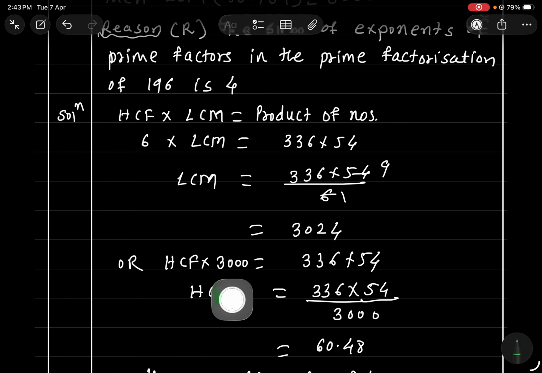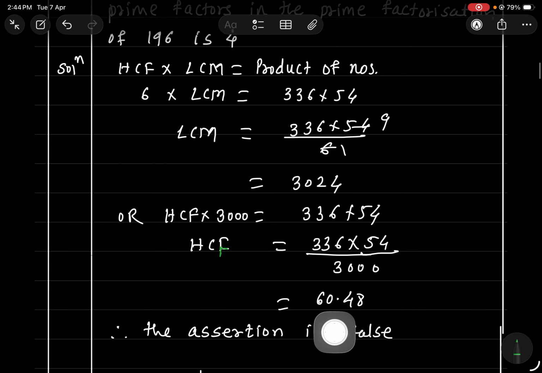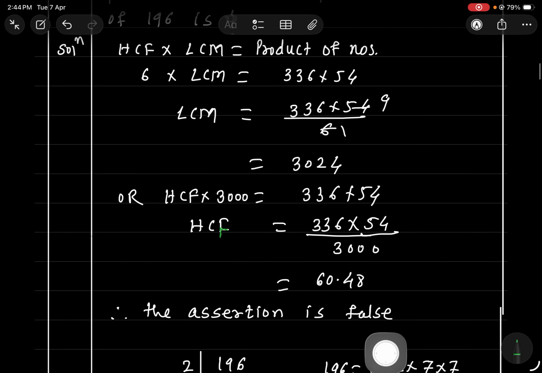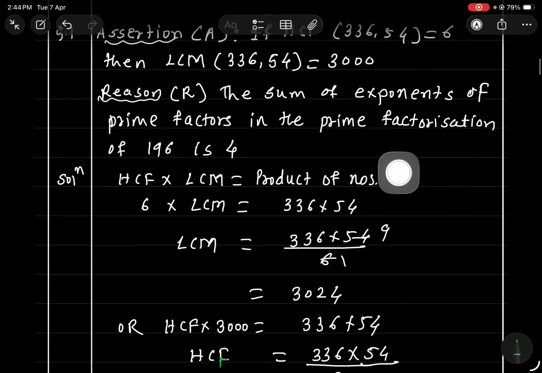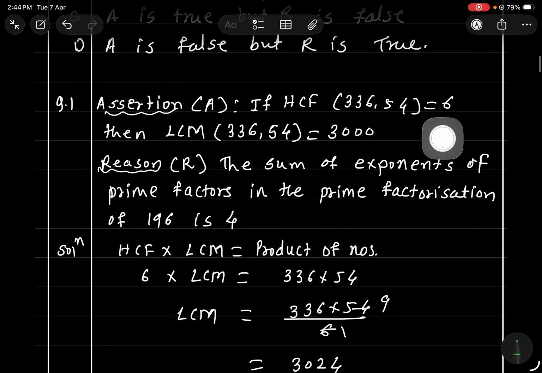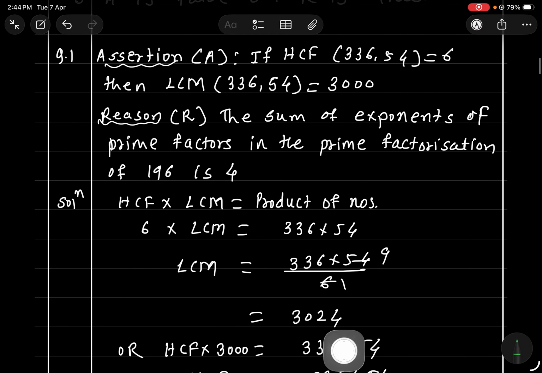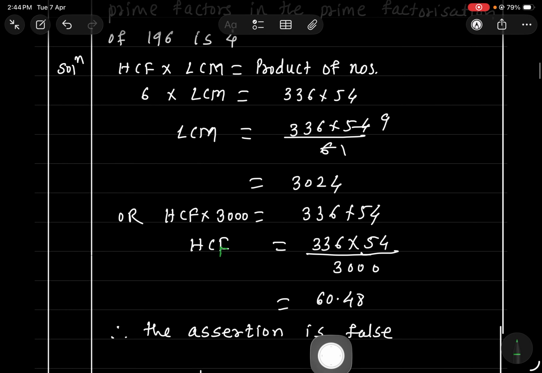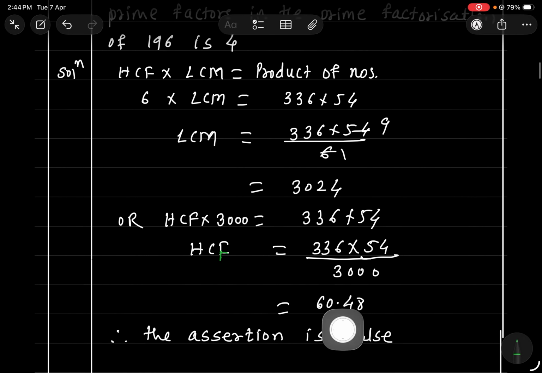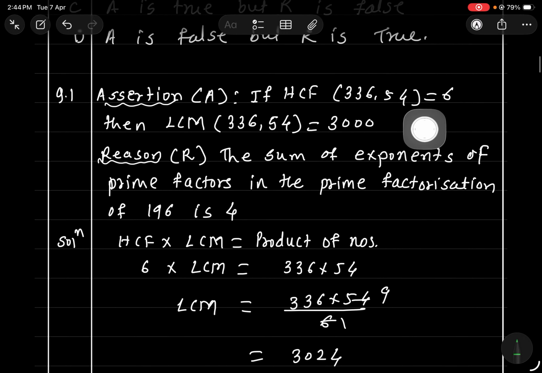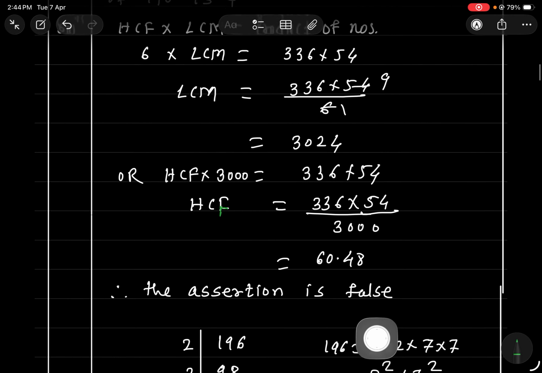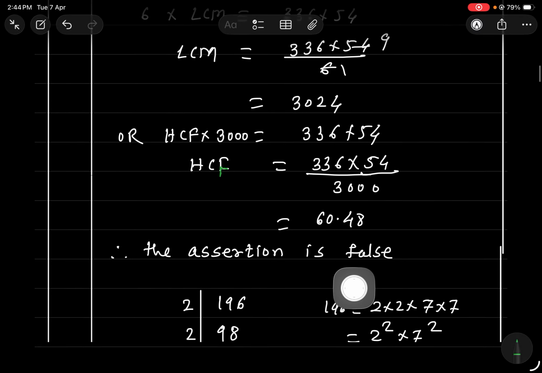Then in the same way you can find the HCF. HCF equals 336 into 54 upon 3000, and the answer comes to 6.048. So the assertion is false, because both are not correct. Here 6 is given and 3000 is given, but the LCM we got is 3024 and the HCF we got is 6.048, so both are wrong. So the assertion is false.